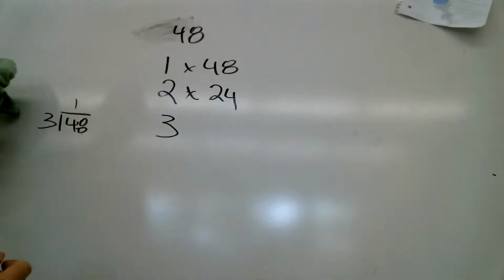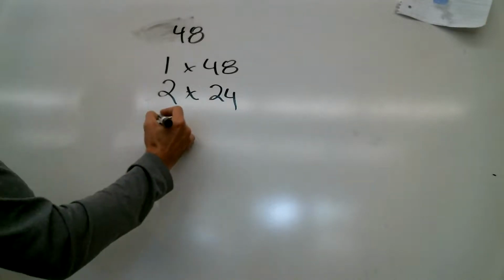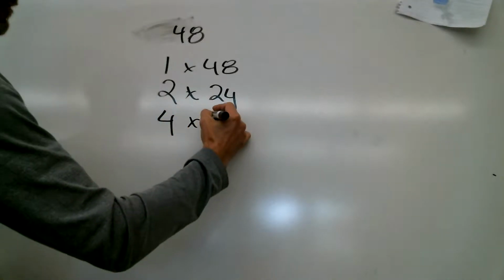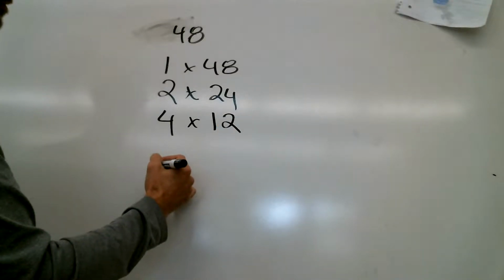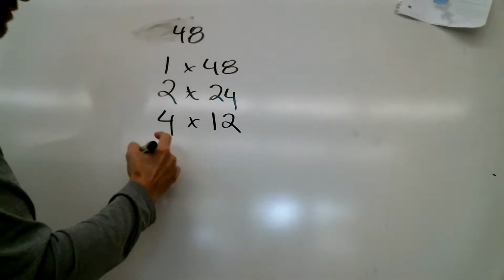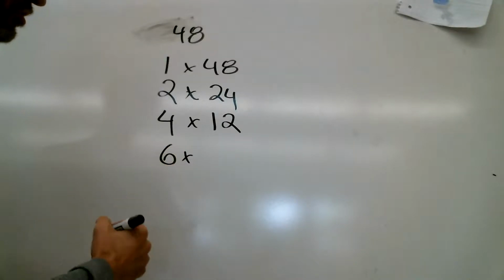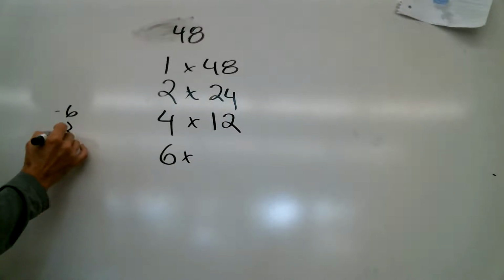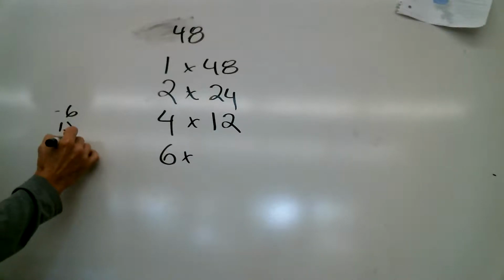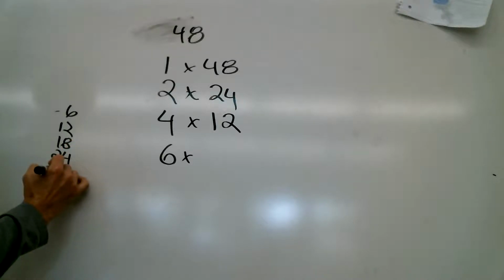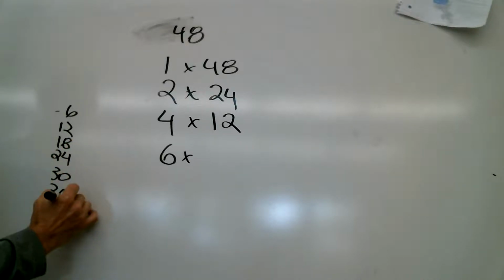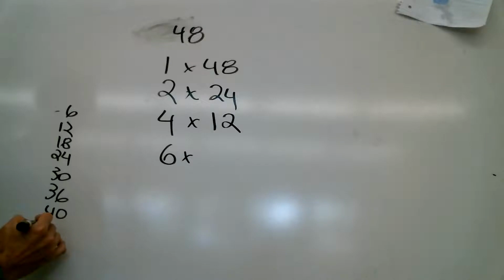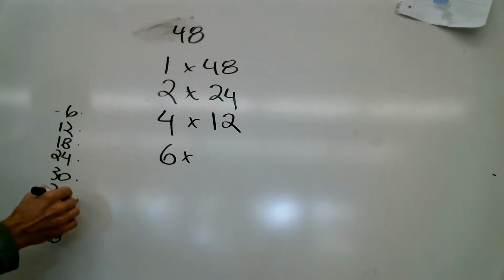3 does not go into 48. Will 4 go in? You bet. It goes in 12 times. 5? No. 6? 6 should go in. We get 6, 12, 18, 24, 30, 36, 42, 48. We get 1, 2, 3, 4, 5, 6, 7, 8.